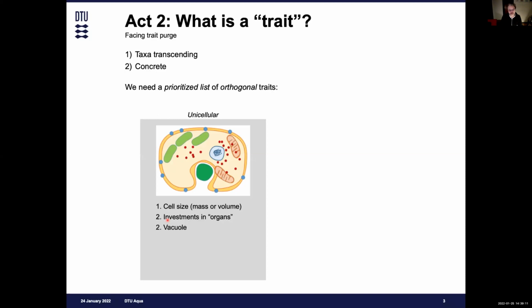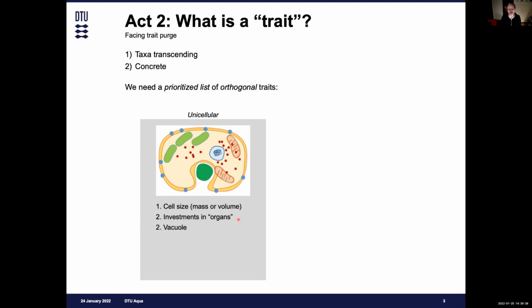So what we need is a prioritized list of traits, and preferably traits which are also orthogonal in the sense that they are not correlated. So we want to take that correlation out of them. So I here have a modest suggestion for a list for unicellular organisms. I would say the main trait here would be cell size, mass or volume, depending on the application, what's most convenient. When you go to the second level, it gets a little harder.